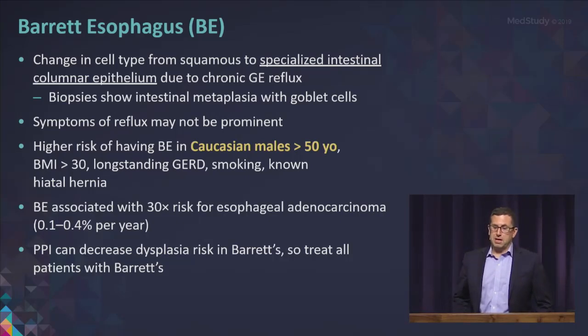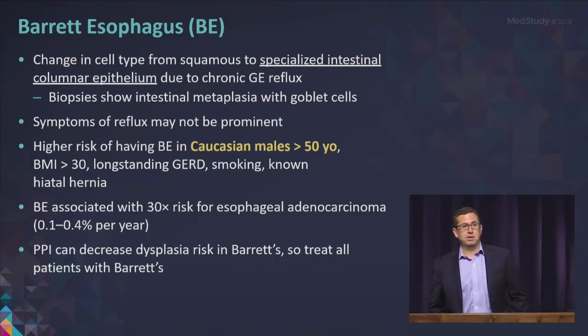Barrett's is associated with approximately 30 times the risk for esophageal adenocarcinoma, and what that equates to is that if you have Barrett's, you have about a 0.1 to 0.4% chance of developing esophageal adenocarcinoma. So it's fairly low, but a real number. So we need to monitor these patients. And as I mentioned, key point, PPI can decrease the risk of dysplasia in Barrett's. So if you have any patients with Barrett's in your clinic and they're not on a PPI, they need to be put on a PPI.